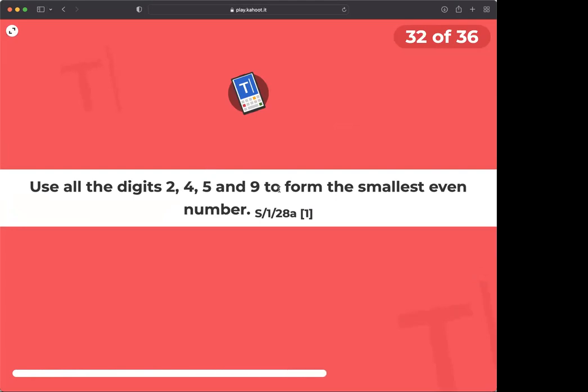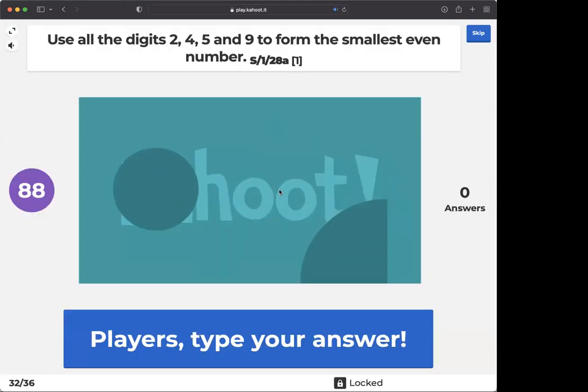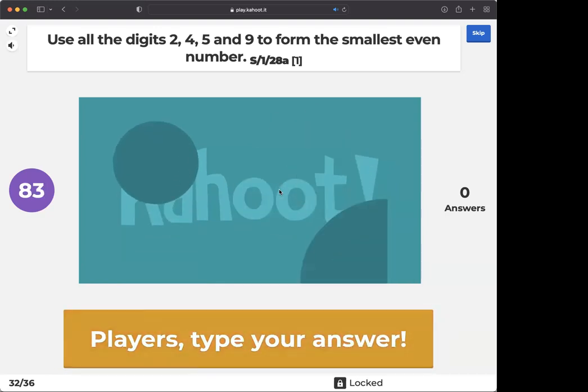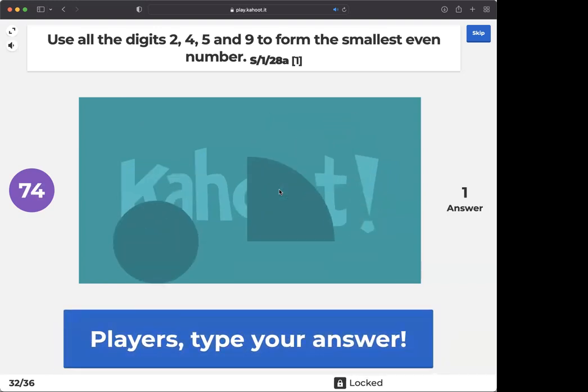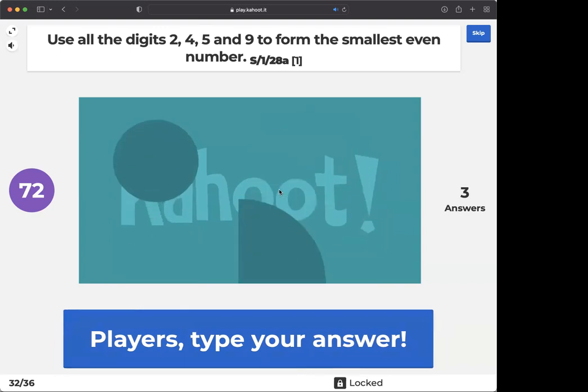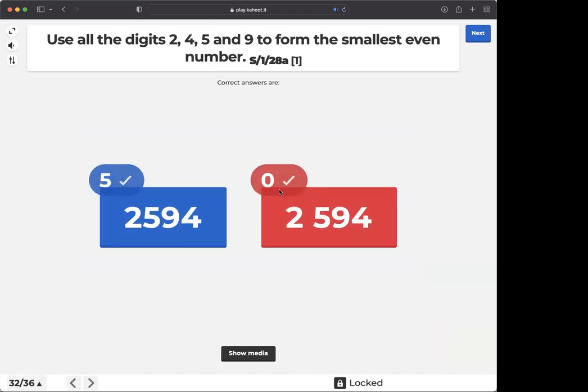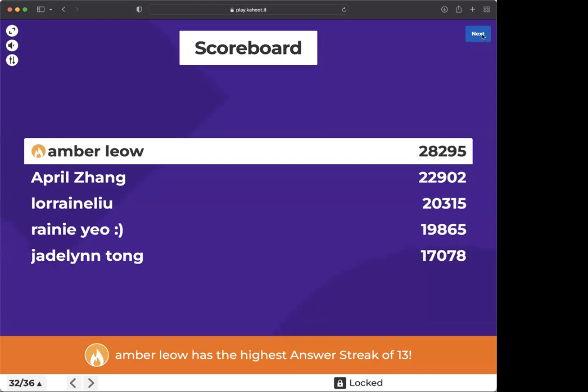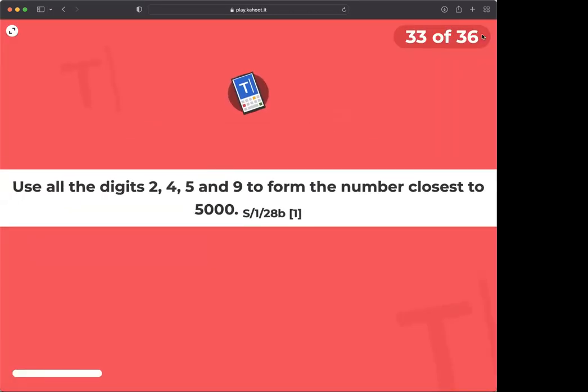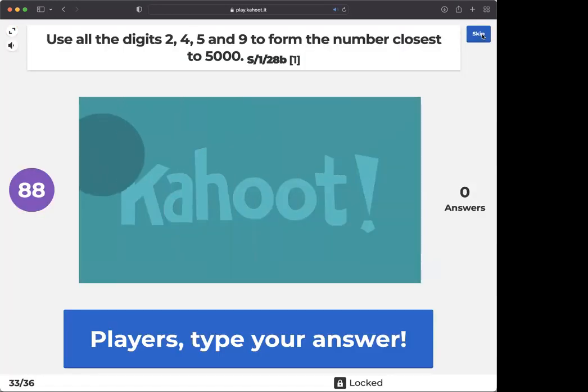Okay, using this 4-digit, what is the smallest even number you can form? All right, all of you got this correct. So I will move on. Question 33. Now using the same 4 numbers, form the number closest to 5,000.